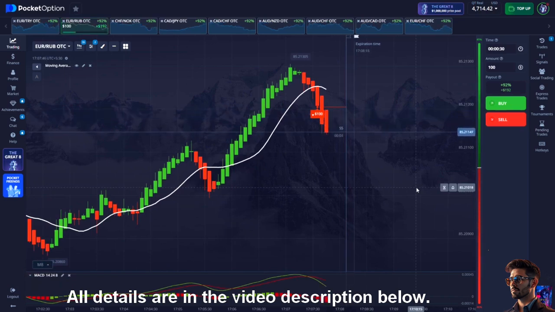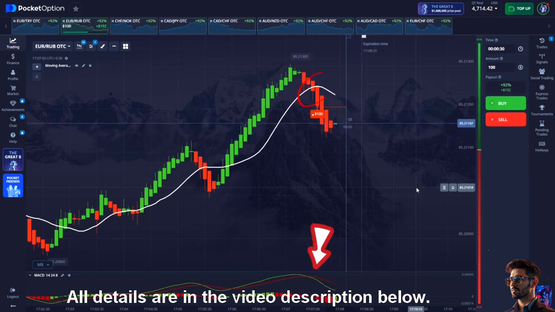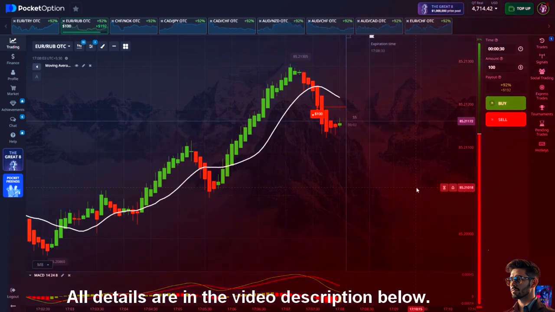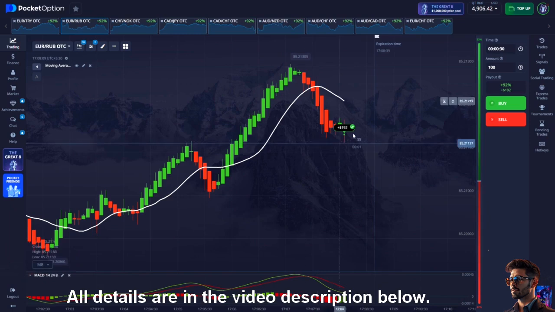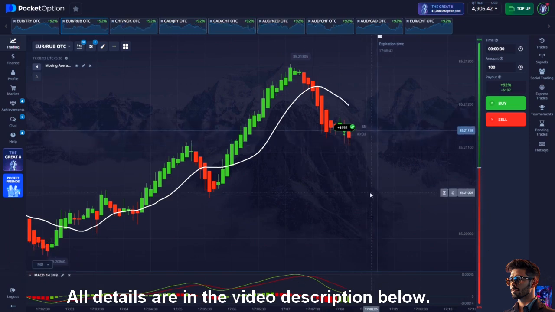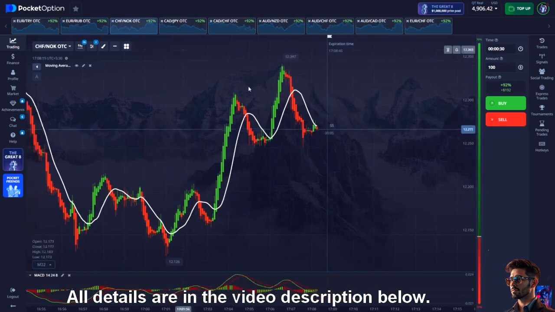Because as you can see here and as I have told you in the explanation, when the market crosses the white line of moving average, and MACD also crosses each other at the same time, then you have to take a trade for the downward direction of 30 seconds, and this is what I did here, and you can see that our trade is a win, and we have made profit as our first trade.